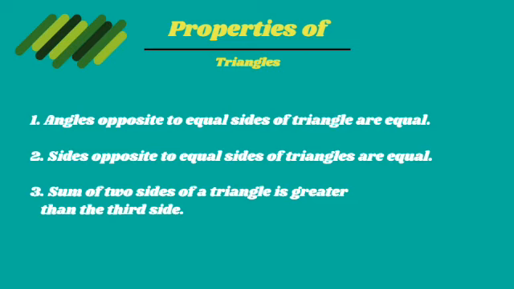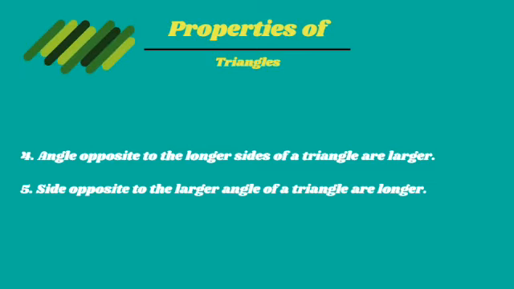The first property is that angles opposite to equal sides of a triangle are equal. The second property is that sides opposite to equal angles of a triangle are equal, and the third property is that the sum of two sides of a triangle is always greater than the third side. The fourth property of a triangle is that angles opposite to the longer sides of a triangle are larger, and the fifth property is that sides opposite to the larger angle of a triangle are longer.